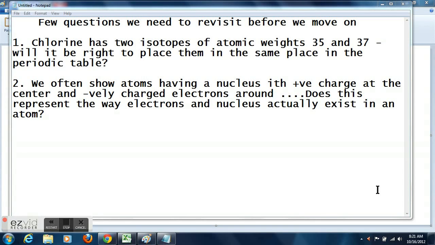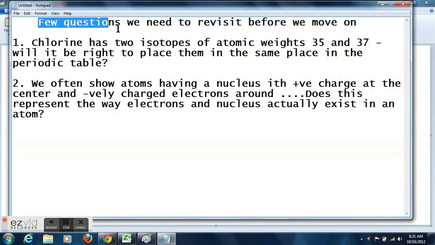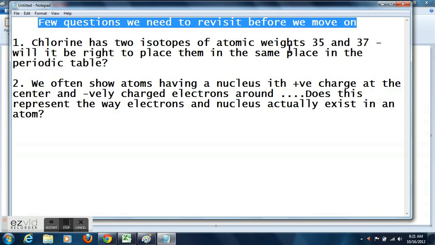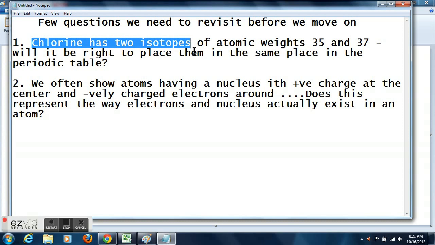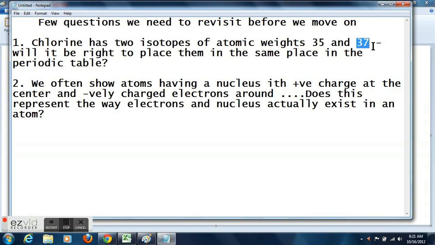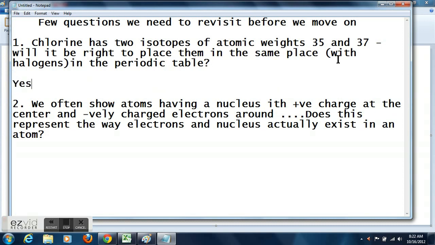Hello, and before we move on, I want to discuss a few questions which will eventually explain some of the concepts which I think will be useful. 1. Probably you know this answer by now, but let me ask again. Chlorine has two isotopes having atomic weights 35 and 37. Now, will it be right to place chlorine with these two isotopes in the same place in the periodic table with halogens?